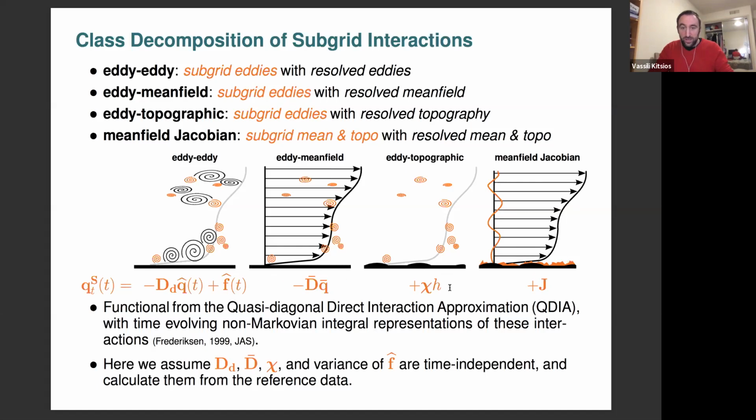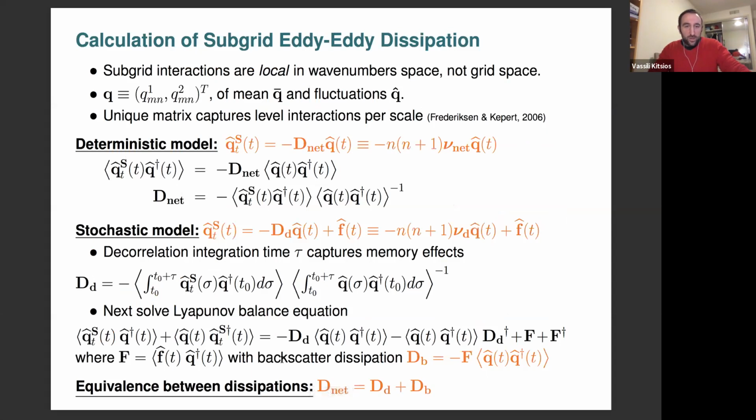Now these proportionalities, these are all taken from statistical dynamical closure theory, specifically the quasi-diagonal direct interaction approximation. So in the full closure theory, each of these interactions are represented by non-Markovian integral terms. However, for the application of our data-driven approach, we're assuming that these operators here are time invariant, which allows us to calculate it from data. And we're also assuming that the variance of f hat is also time invariant. As it turns out, this assumption is not so bad, and we're able to achieve our goal in reproducing the statistics across all scales. So how do we go about calculating these coefficients?